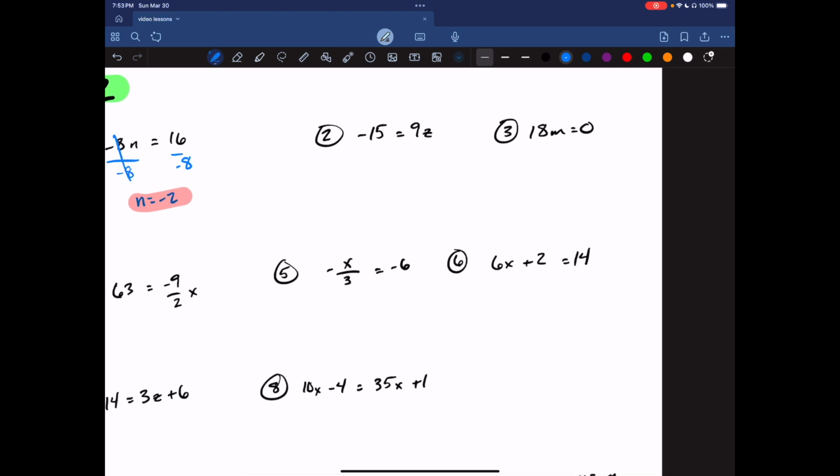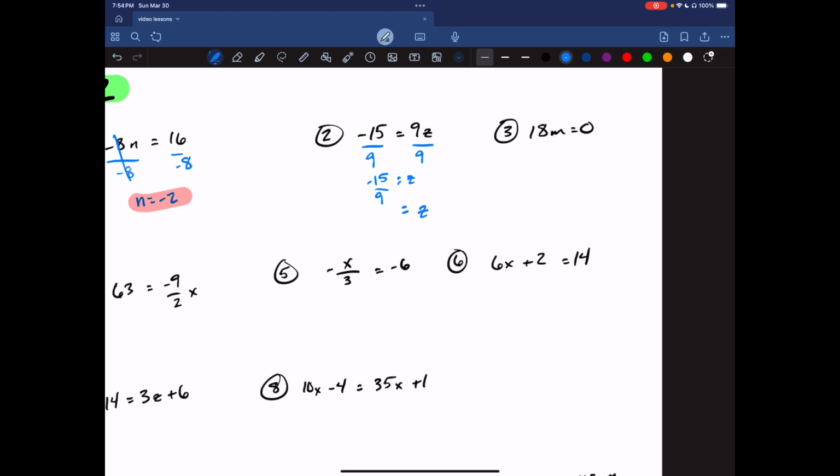All right, number two. You got negative 15 equals 9z. So you need to divide by 9 on both sides. That's going to give me z equals negative 15 over 9. But remember, if you have a fraction, you have to make sure it's in lowest terms. If it's not, then you're not done, and if you stop there, you're wrong. A fractional answer is not complete until it's in simplest form.